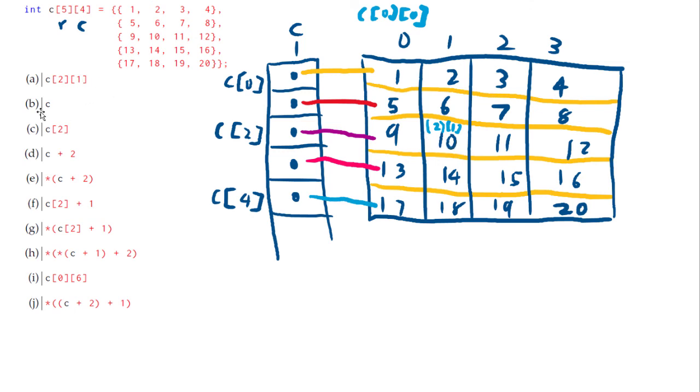So let's look at C. What is C? Our C is actually an address, okay? If we just print our C, it's actually the address of C[0]. So let's continue. What is C[2]? If we print C[2] only, it's essentially the address of this one, the address of C[2].